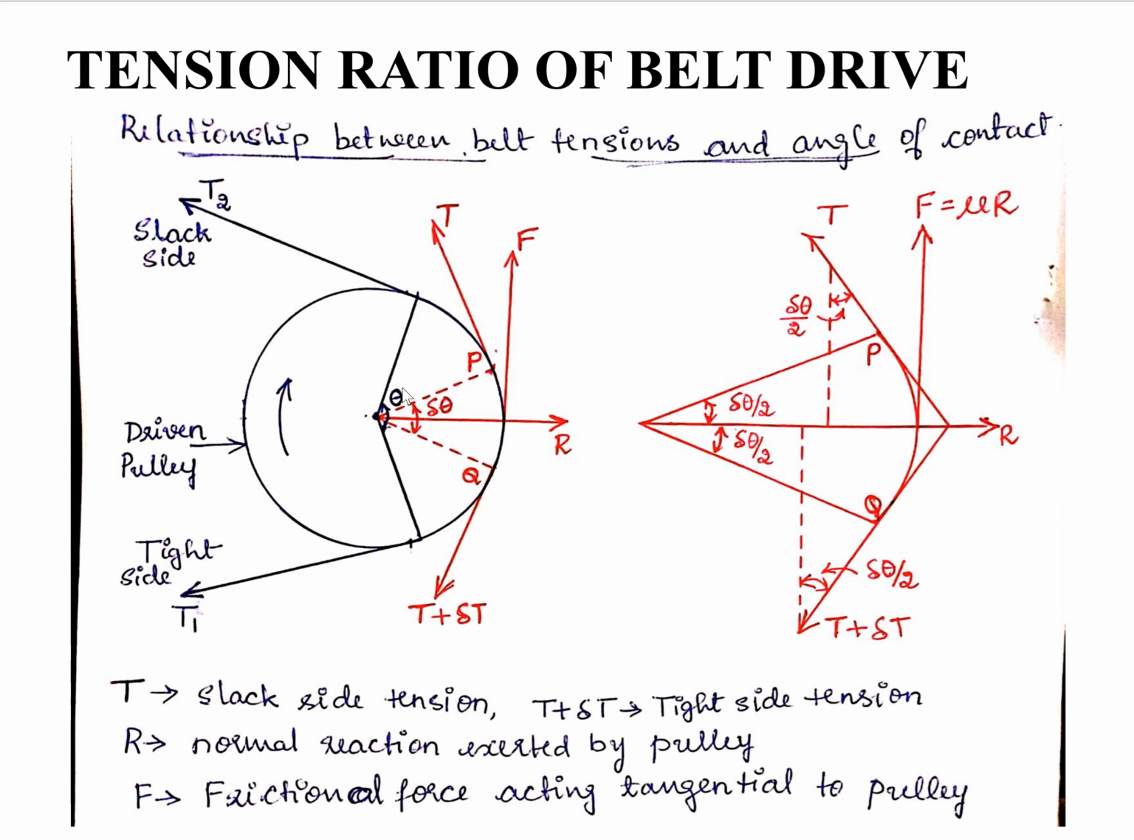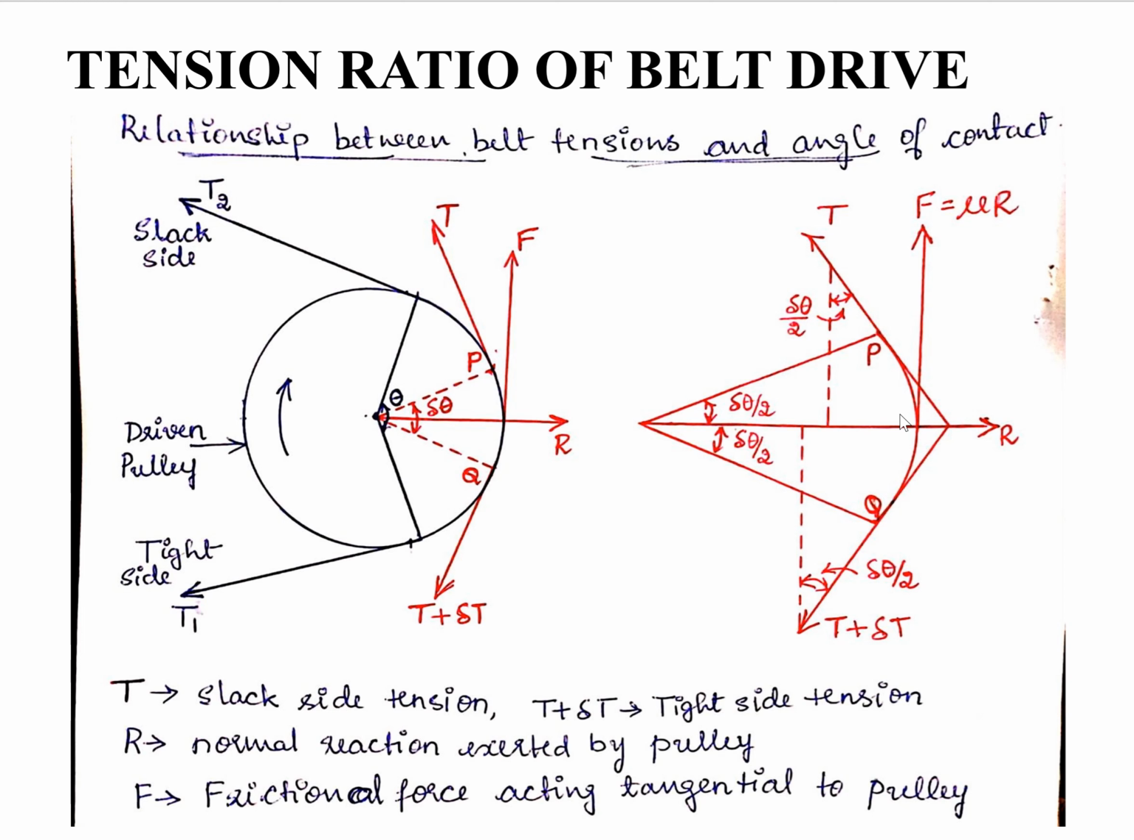This is the driven pulley that we are seeing in an open belt drive. Now let us see the forces acting on this. On the tight side it will be T1 and on the slack side T2, or we take the tension as T. The force acting as friction is called F, and the normal reaction is called R. So in total we have only three forces: the frictional force, the normal reaction, and the tension. Now we will see how these work.